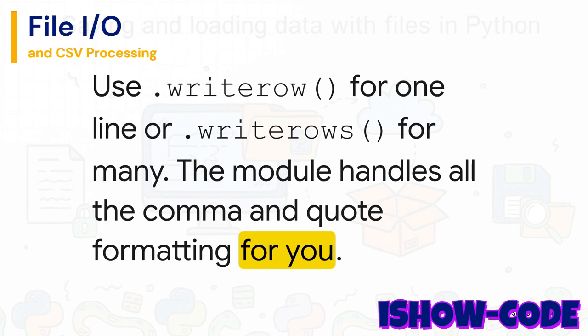Writing is just as clean. You create a csv.writer object, and then you can use .writerow for a single row, like a header, or .writerows to just dump a whole list of data all at once. The module takes care of all that tricky formatting with commas and quotes for you. It's fantastic.